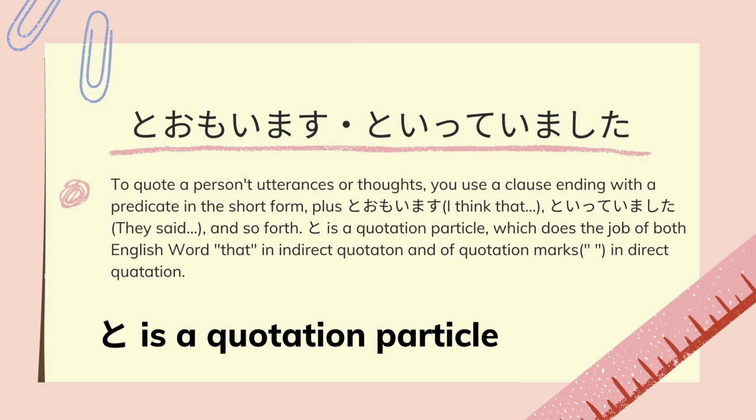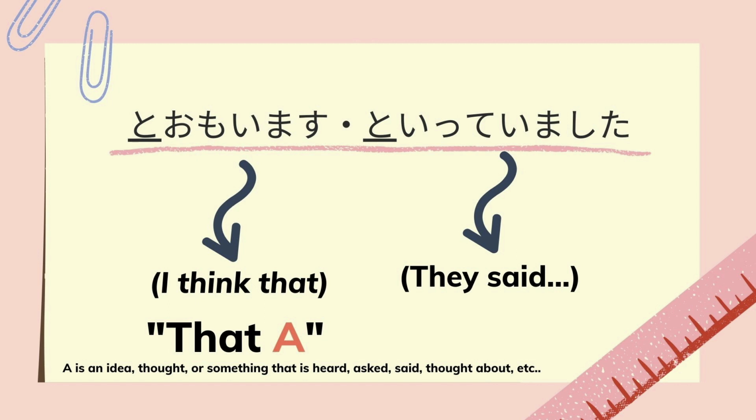To quote a person's utterance or thoughts, you use a clause ending with a predicate in the short form plus to omoimasu, to itte imashita, and so forth. To is a quotation particle which does the job of both the English word that in indirect quotation and of quotation marks in direct quotation. To omoimasu pertains to I think that, or sa tingin ko, while to itte imashita pertains to they said, or sabi ni. In English, that A, where A is an idea, thought, or something that is heard, asked, said, thought about, etc.